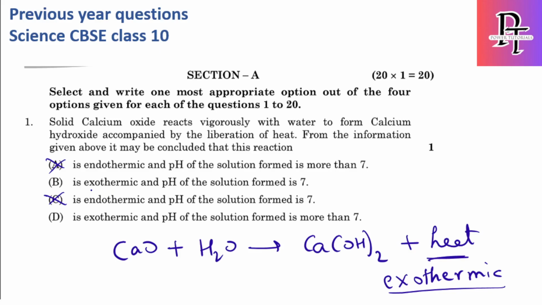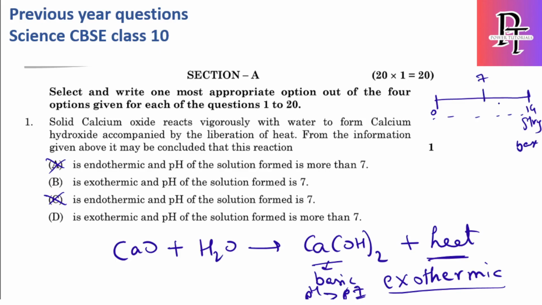So we have two options, which are exothermic with pH 7, and exothermic with pH of solution more than 7. To find the pH, we first have to understand whether the product is acidic or basic. Ca(OH)2 is basic in nature, so the pH should be greater than 7. The pH scale starts from 0, which is strong acid, till 14, which is strong base. 7 is neutral. So it is a base, so definitely it is greater than 7. So this is basic and this is acidic. Okay, so the answer is D.